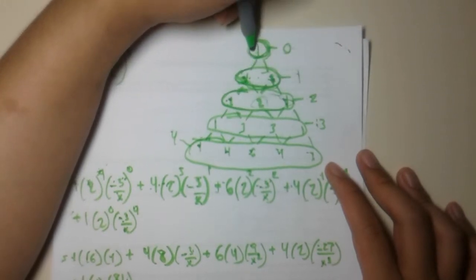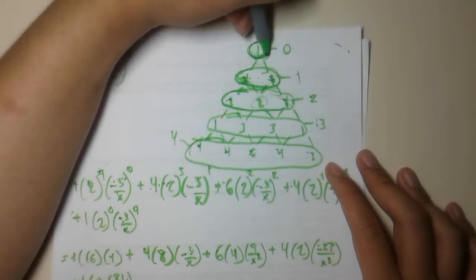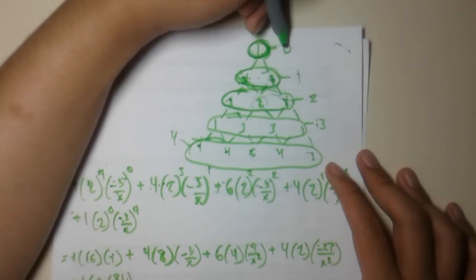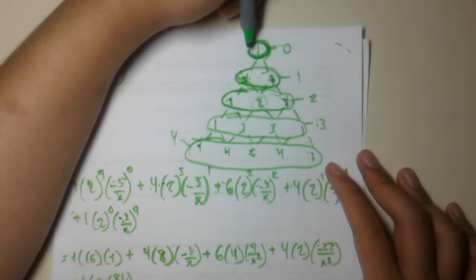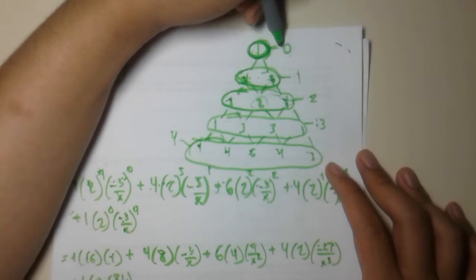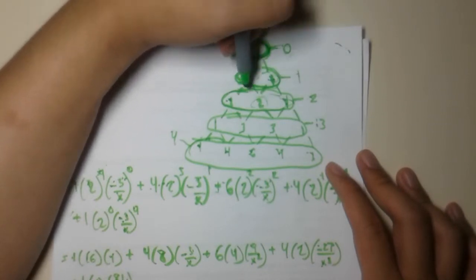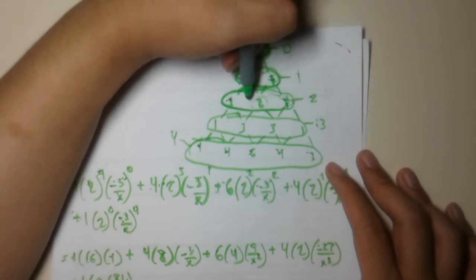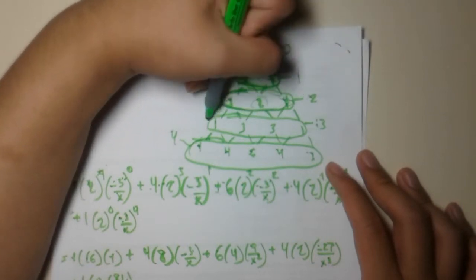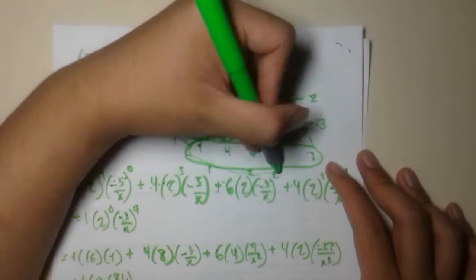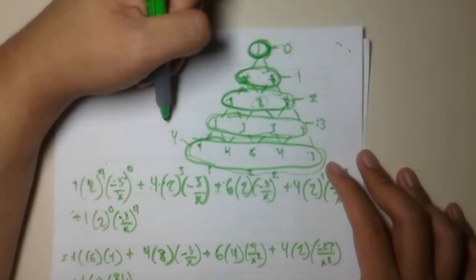And these numbers represent coefficients of binomials to a specific power. So this represents coefficients of binomials to the power 0. This represents coefficients of binomials to the power 1. This represents coefficients of binomials to the power 2. This represents the power 3. This represents the power 4.